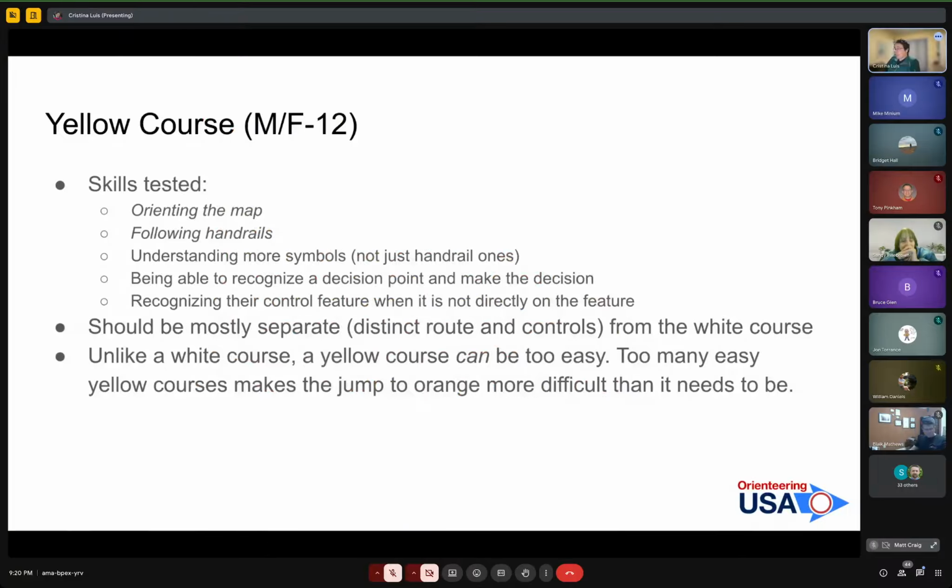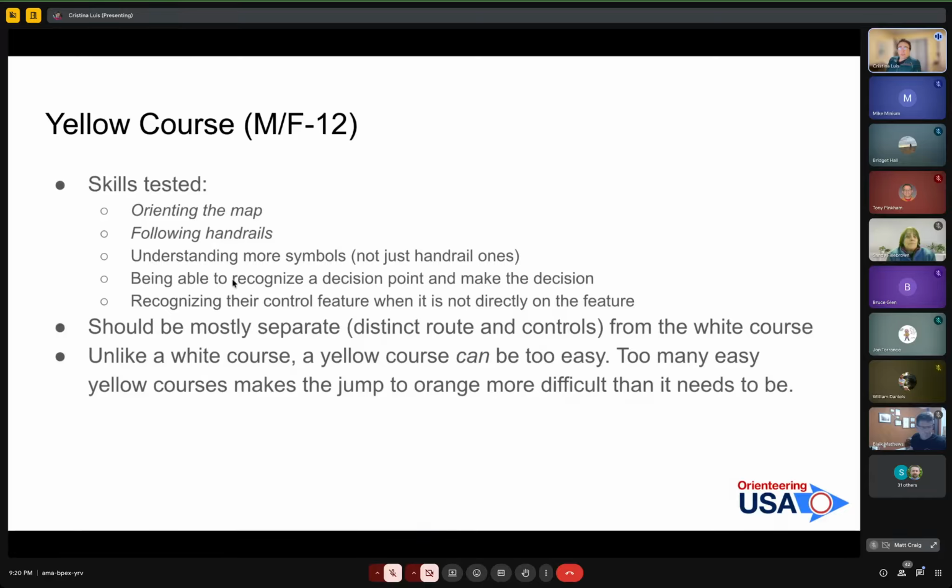All right, so yellow. Let's move on to yellow. This is the next step up. This is for 11 and 12-year-olds. So the skills we're looking at here are still orienting the map and following handrails, just like with white, but they're going to understand more symbols, not just the handrail ones. We want them to start understanding some of the symbols for point features and areas.